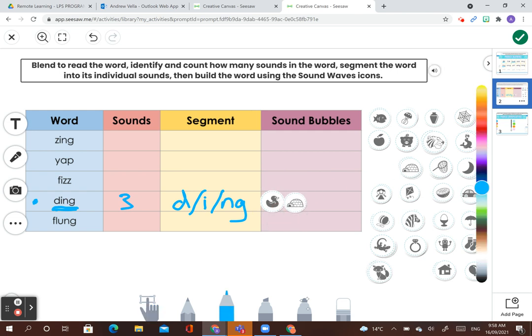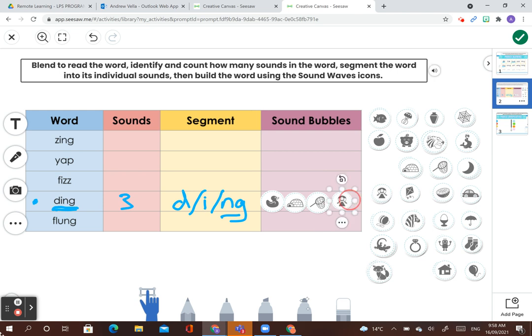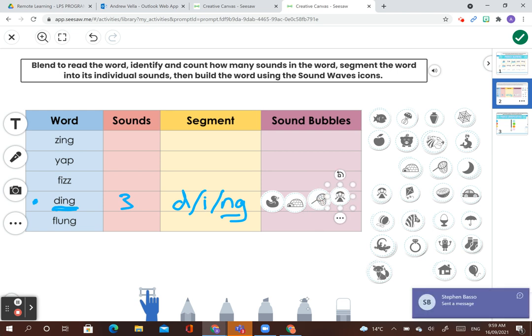Now, when I get to the ng sound, I'm not going to use the net and the girl, even though they make the n and the g sound. Because remember, it's not a g and an n sound. It's ng, represented by the ring. D, I, ng.